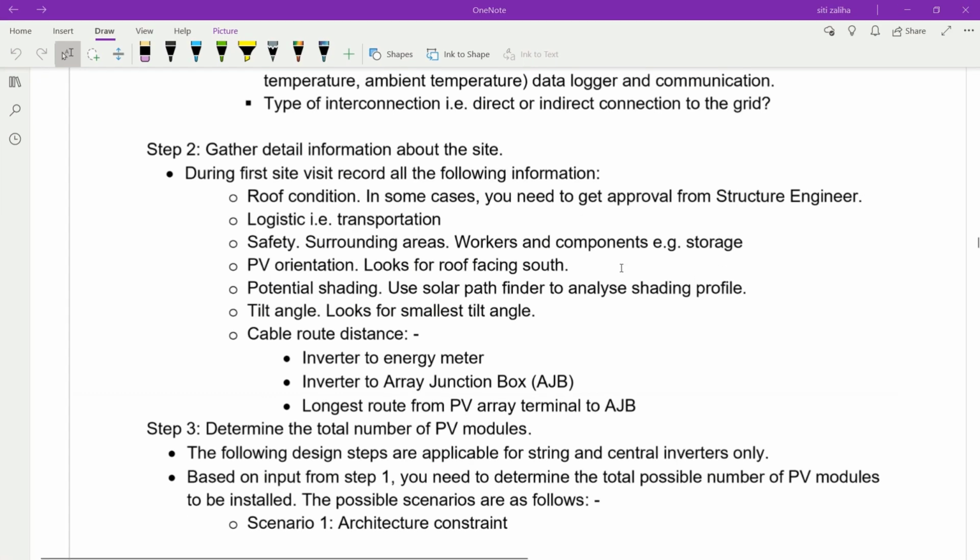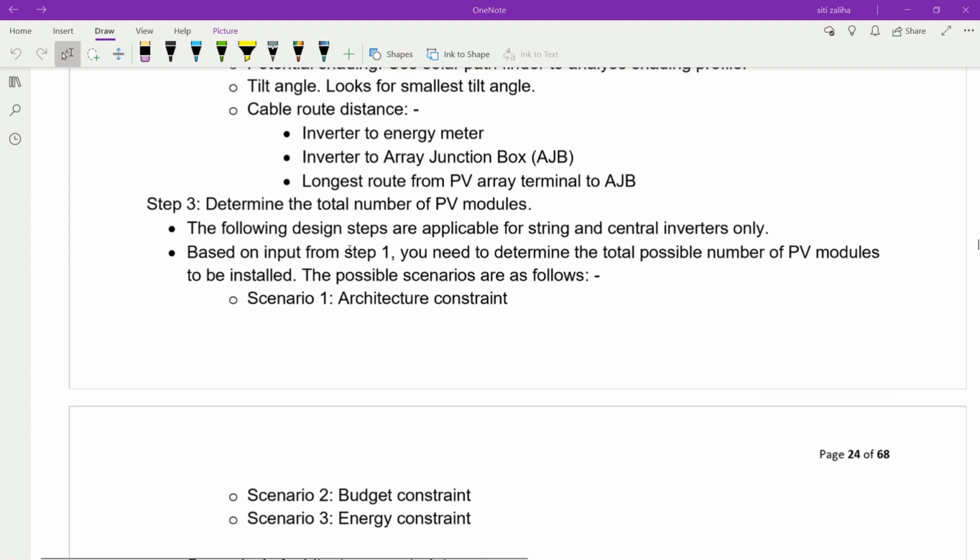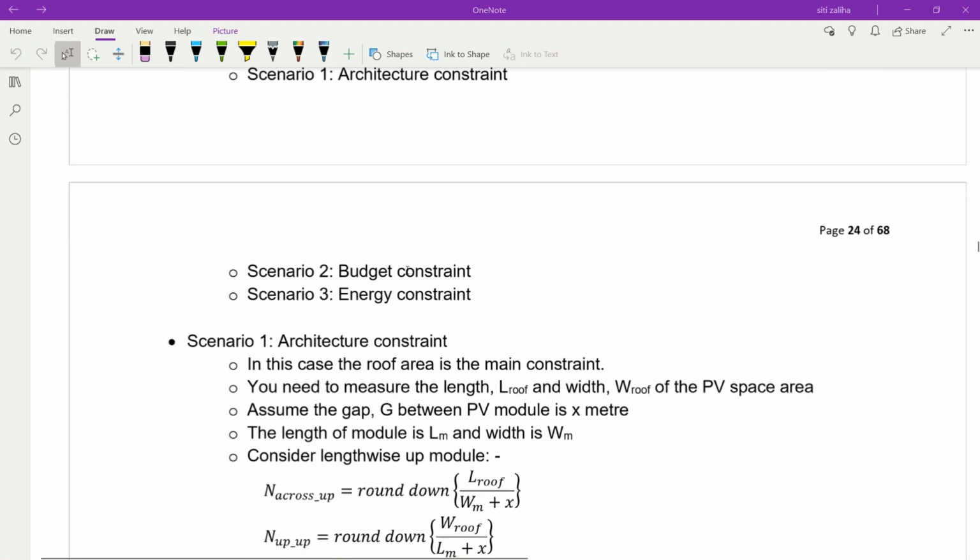Okay, step number 3, determine the total number of PV modules. The following design steps are applicable for string and central inverters only. Based on the input from step 1, you need to determine the total possible number of PV modules to be installed. The possible scenarios are as follows. Scenario number 1, architecture constraint or area constraint. Scenario number 2, budget constraint. And scenario number 3 is energy constraint.